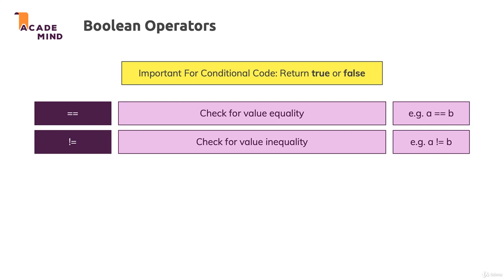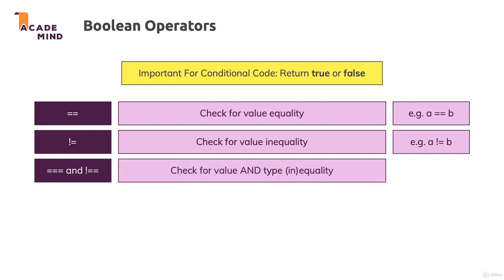Now there also is a special form of these two operators. You also have the equality operator with three equal signs, and therefore also the not equal operator with an exclamation mark and two equal signs. Now what's the difference to the first two operators I showed you? Well, the triple equal sign operator checks for value and type equality, or with the exclamation mark, for inequality.